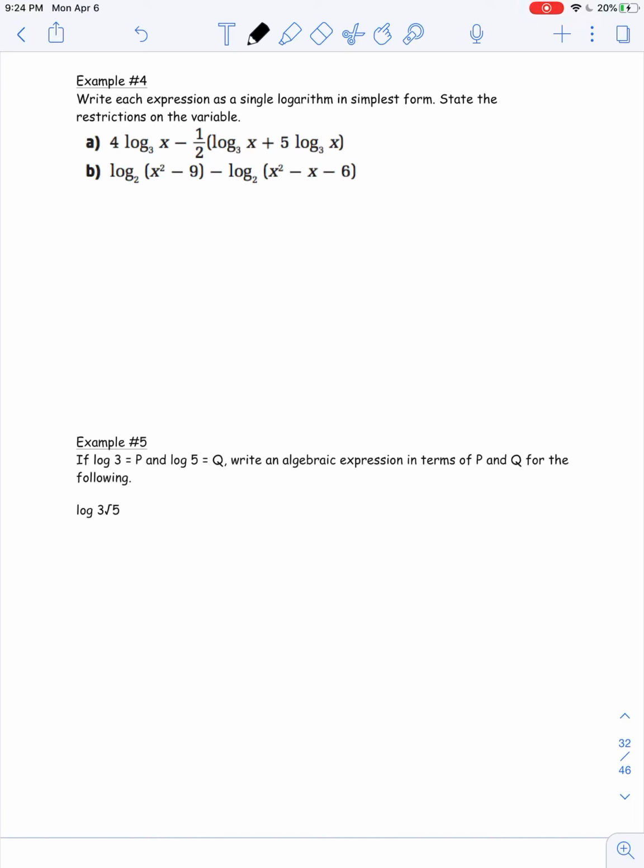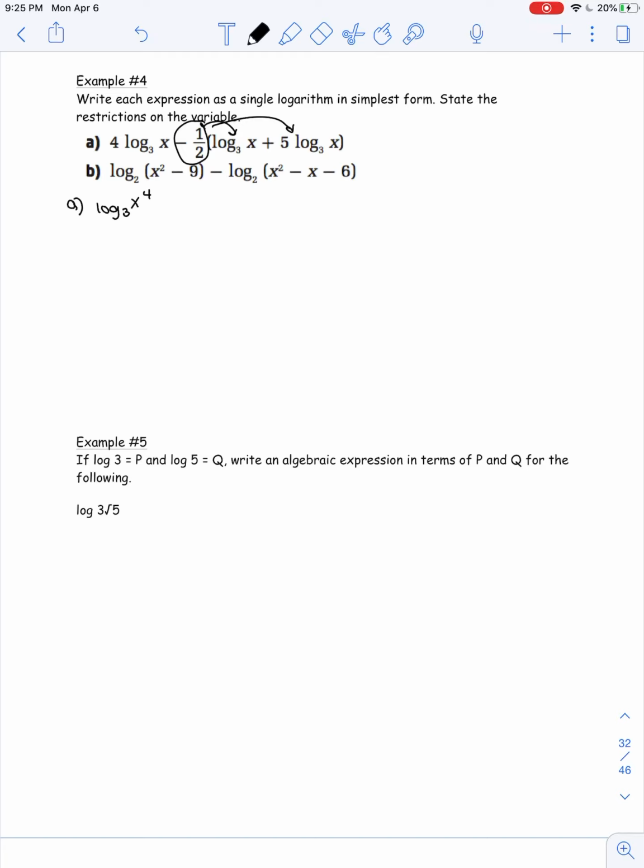Example number 4, we're going to write each expression as a single logarithm in simplest form. Then we're going to state the restrictions on the variables. So what we're going to do is bring those numbers in front up first for a. So it's going to be log base 3 of x to the power 4.